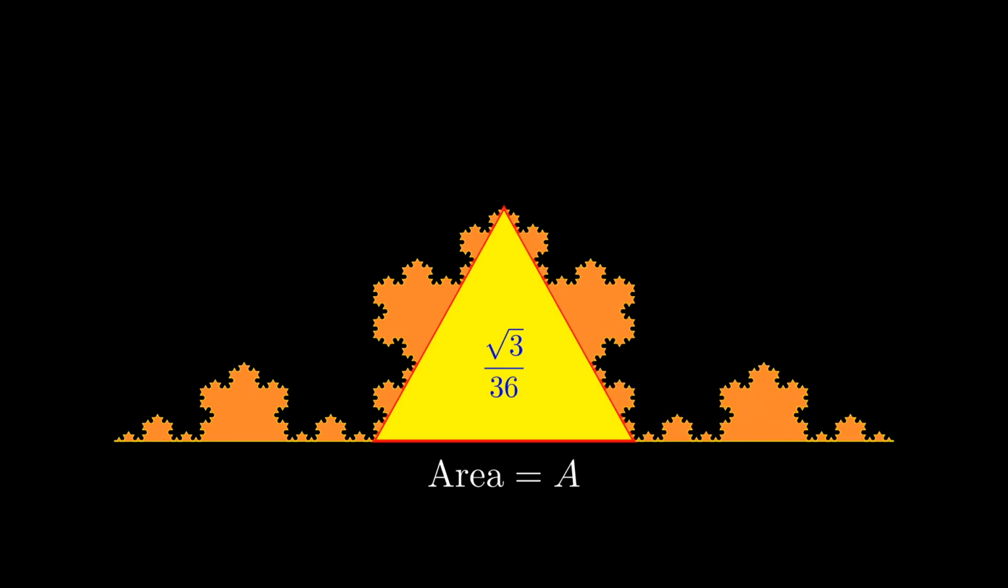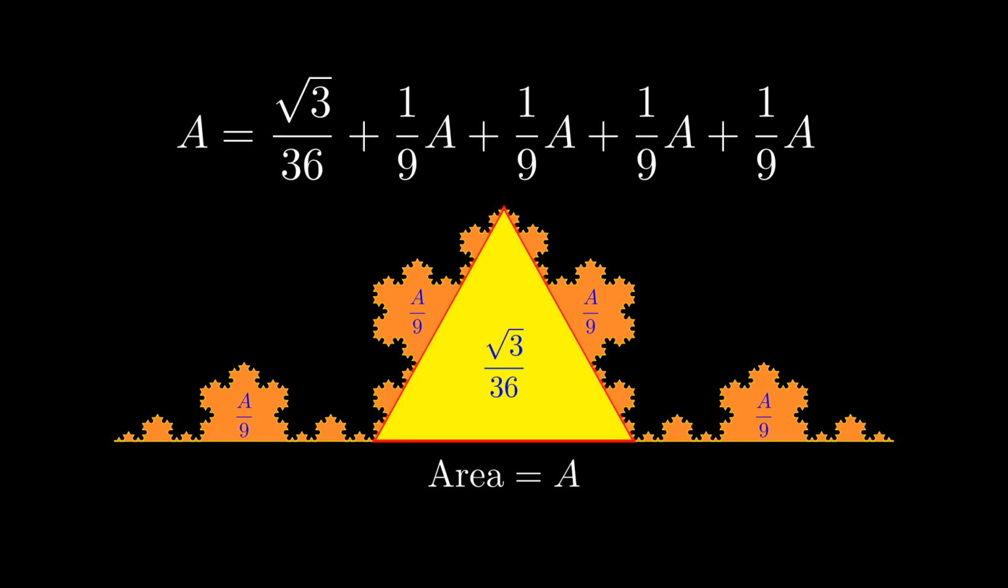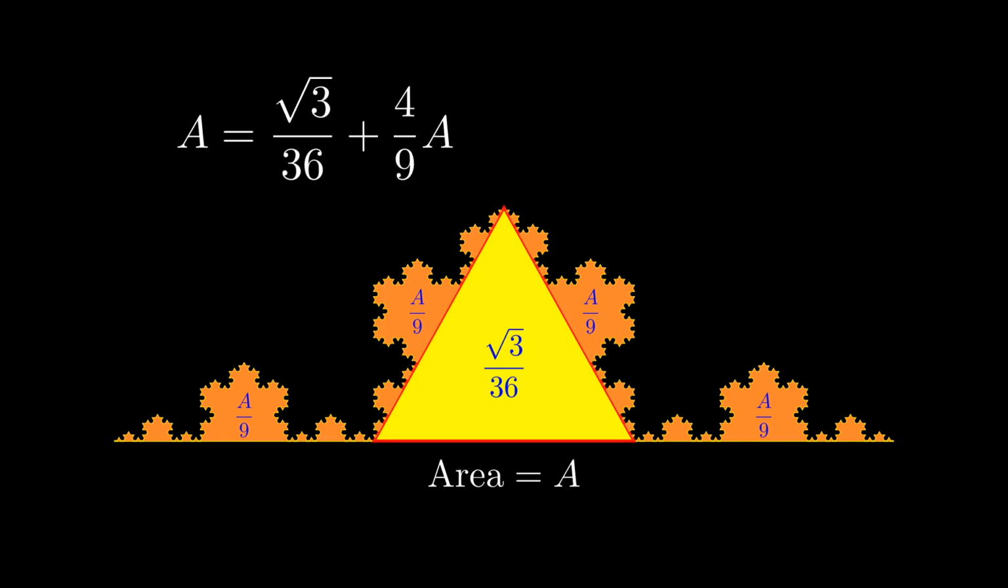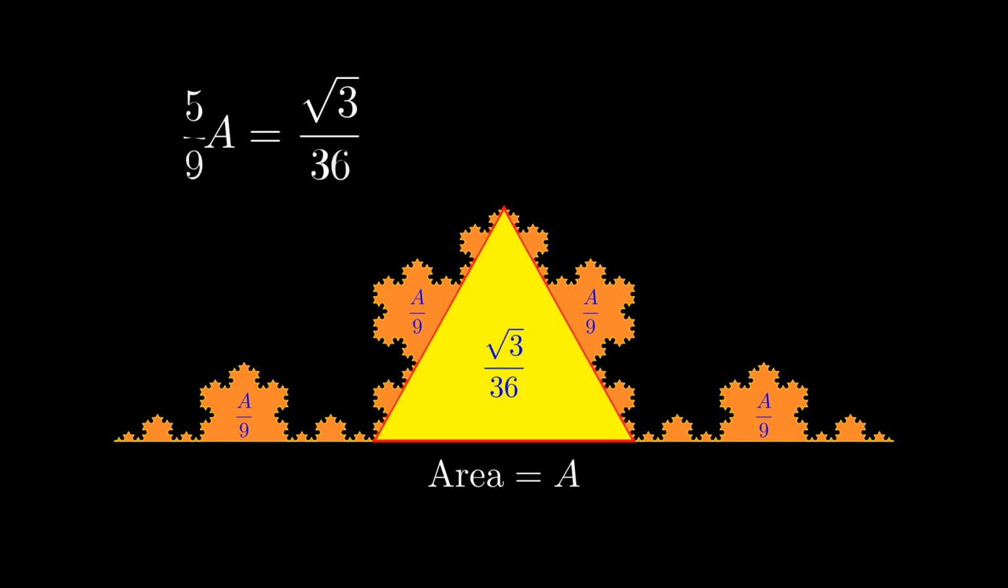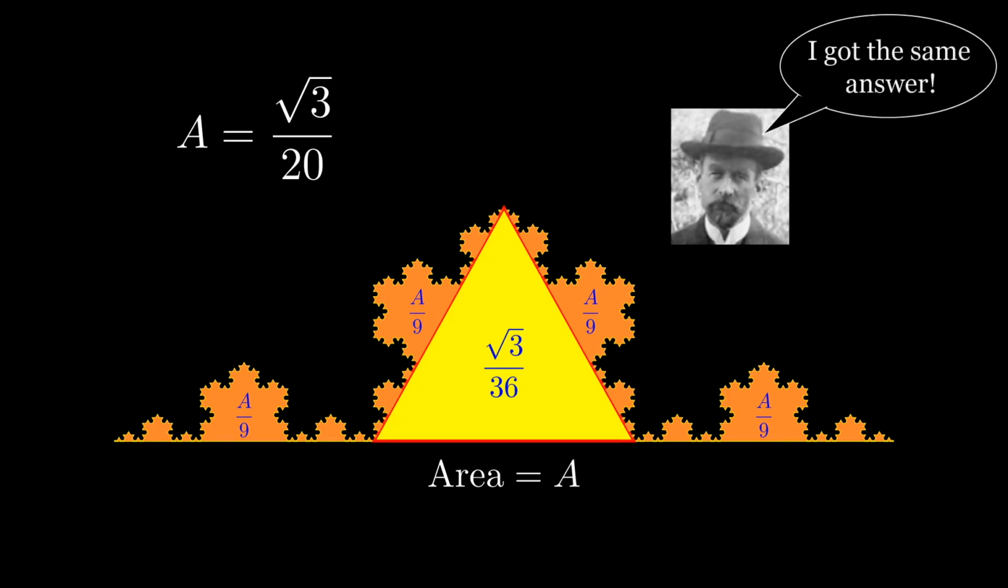Since each copy is scaled by 1/3, the area of each copy is 1/9 of the entire bounded area. These 5 areas make up the entire region, so their sum is the total area A. And this equation can be solved for A. The area bounded by the Koch curve with an initial segment of length 1 is therefore the square root of 3 divided by 20.